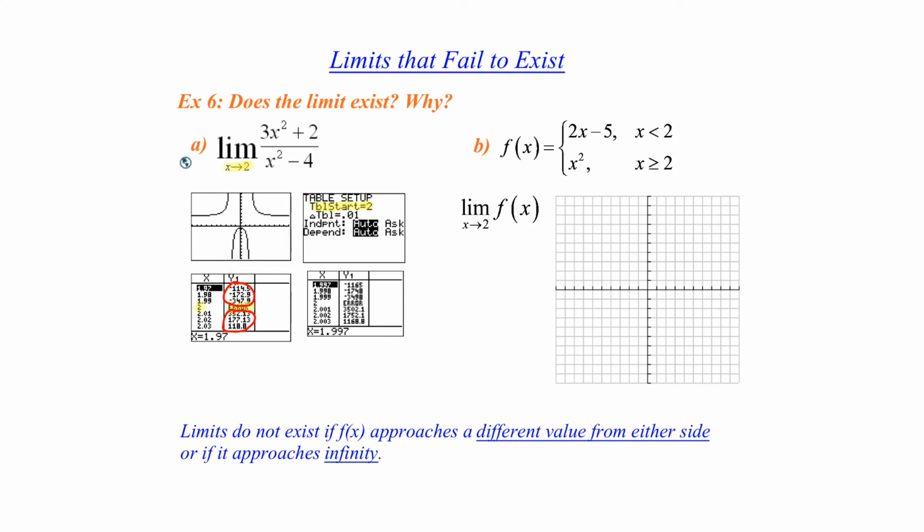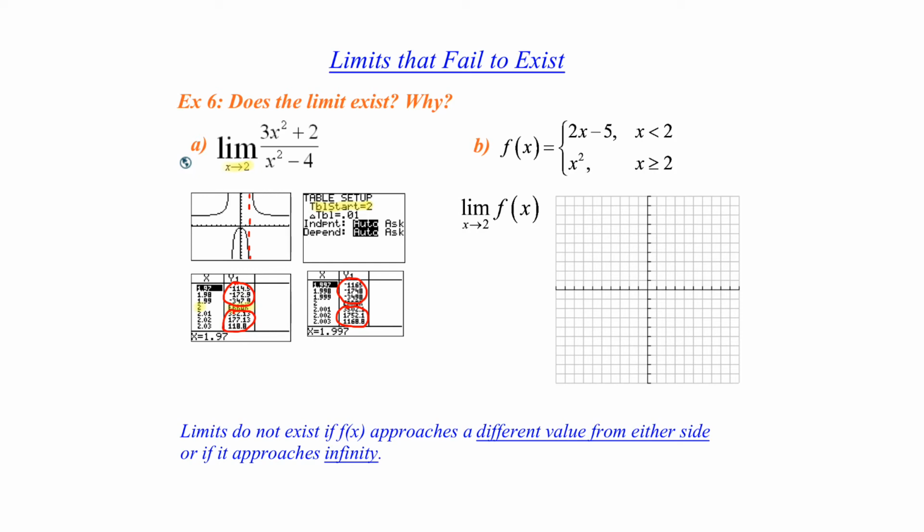I changed the table step to 0.001. Now, we still have negatives, but the negatives just seem to be getting smaller and smaller and smaller, and the positives are getting larger and larger and larger. If you look at your graph, you might recognize why that's happening. At x equals 2, we have a vertical asymptote. So from the left side, the values are getting really small, and from the right side, they're getting really large.